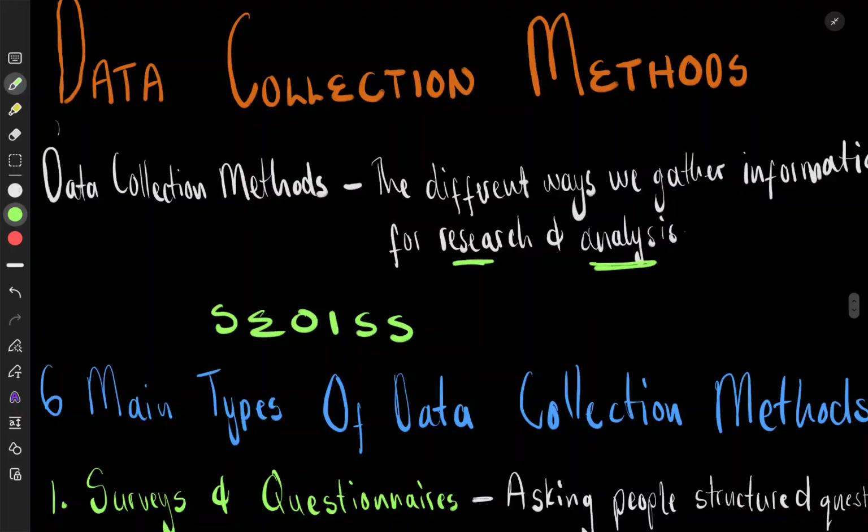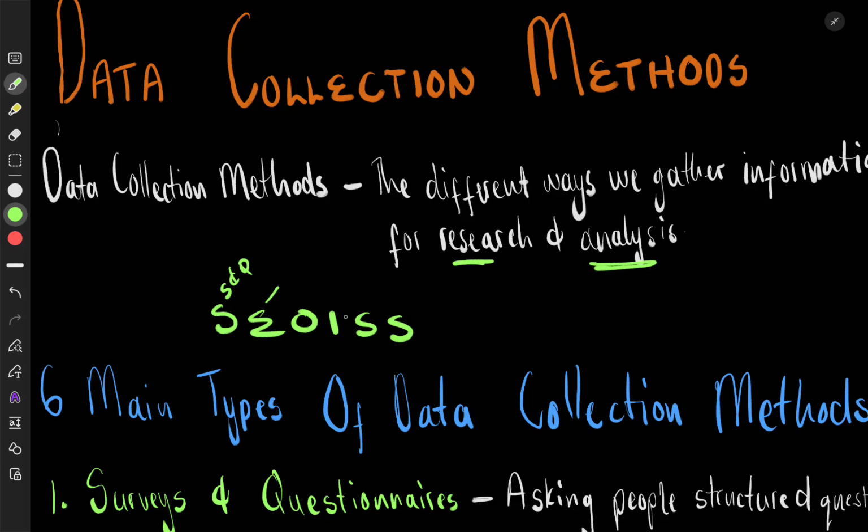This S, I'll tell you, this S is for surveys. So surveys is like questions. Surveys go with questionnaires. So this is surveys and questionnaires. Then this E is for experiments. Then this O is for observational studies. We call them observations or observational studies.